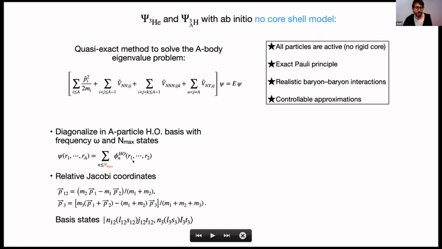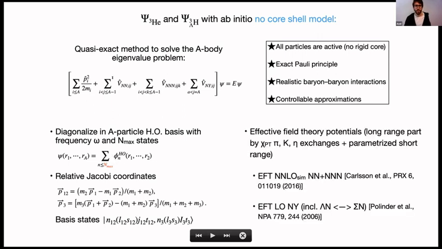And then for that, we use relative Jacobi coordinates. So we have the center of mass and these two coordinates, which imply this set of quantized states in spin, isospin, and also this index that indexes the harmonic oscillator basis. And then we also need to input the potentials. For that, we use EFT potentials. In the EFT, you have the long-range part and the short-range part. In the long-range part, you explicitly exchange the corresponding mesons.